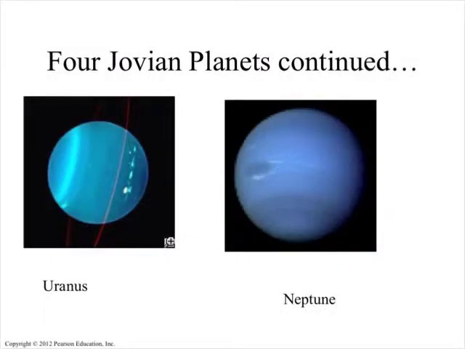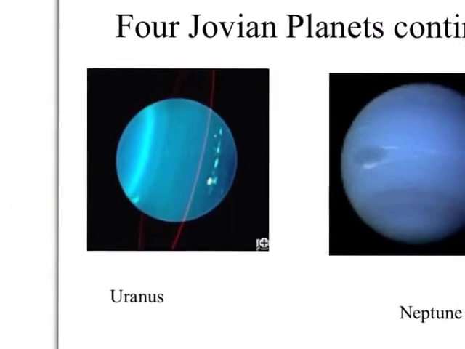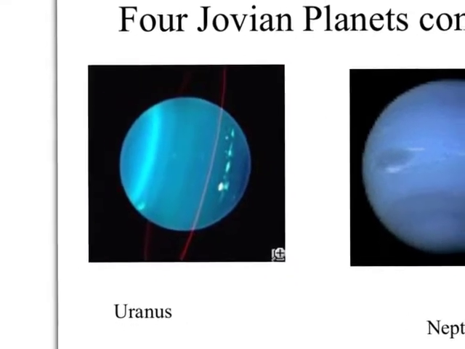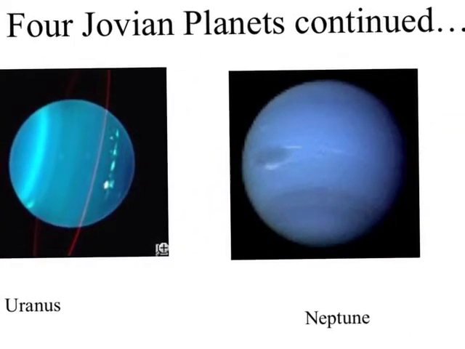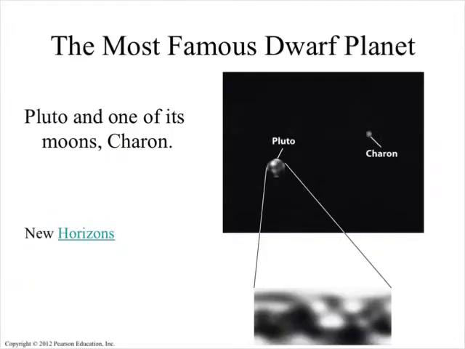Okay, I mentioned that Uranus is kind of tilted on its side. There's Uranus, and there's Neptune. Four gaseous planets. Pluto is not a planet anymore, but it is what we call a dwarf planet. You just have to insert the word dwarf in front of it.